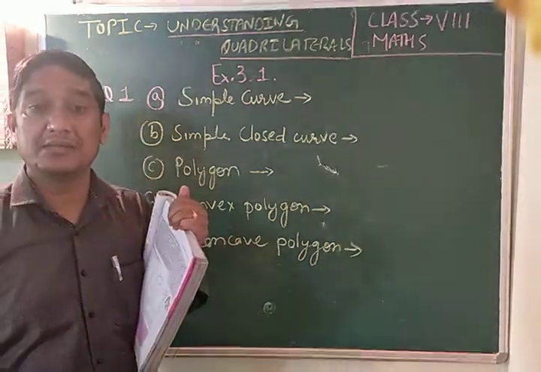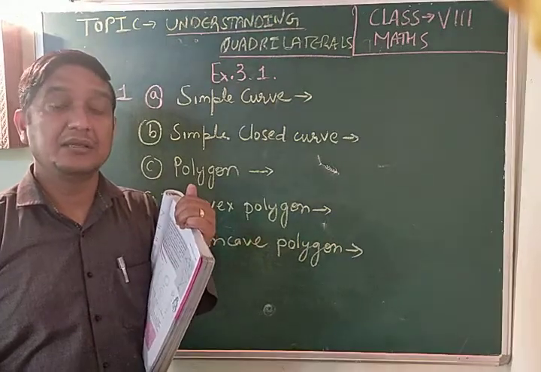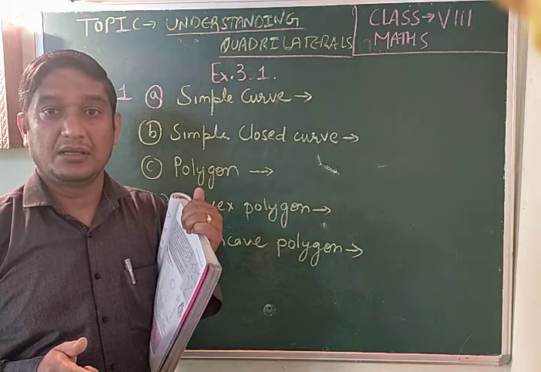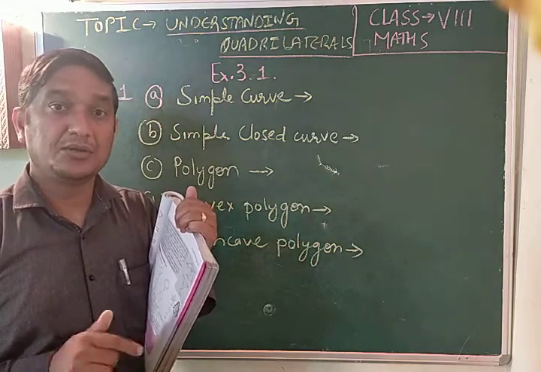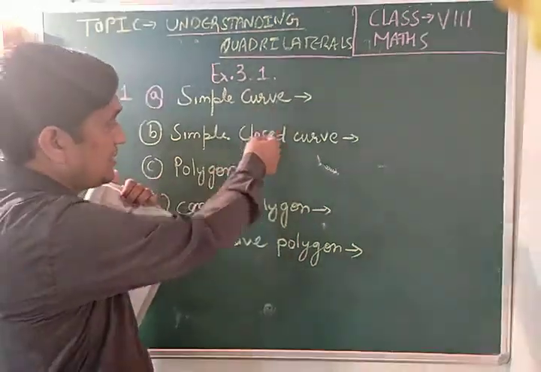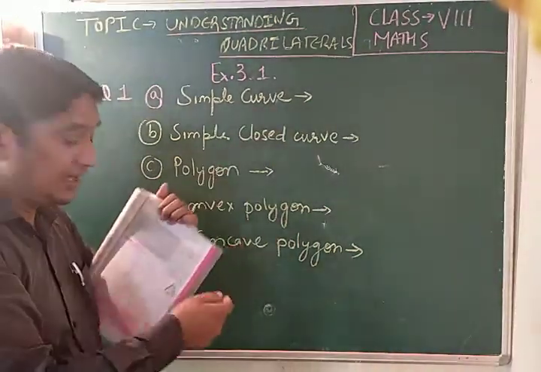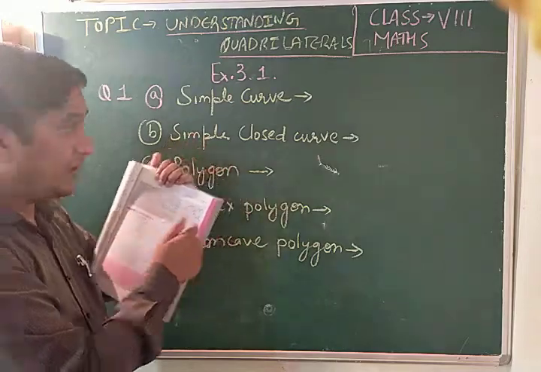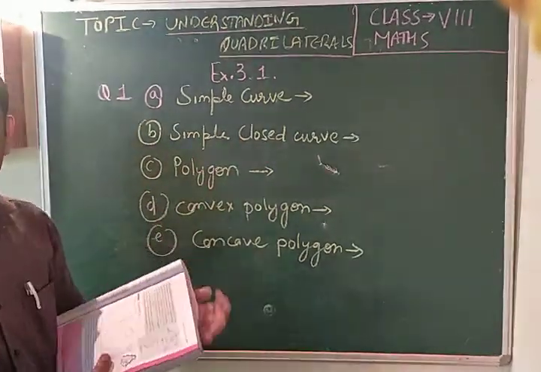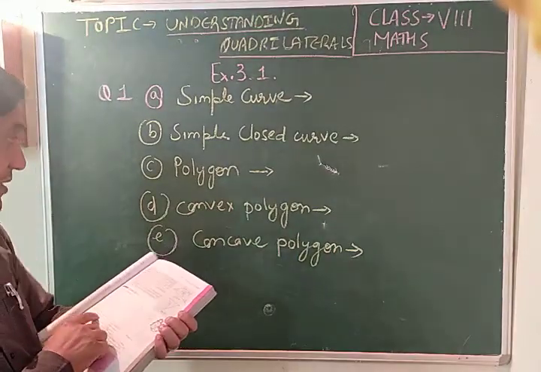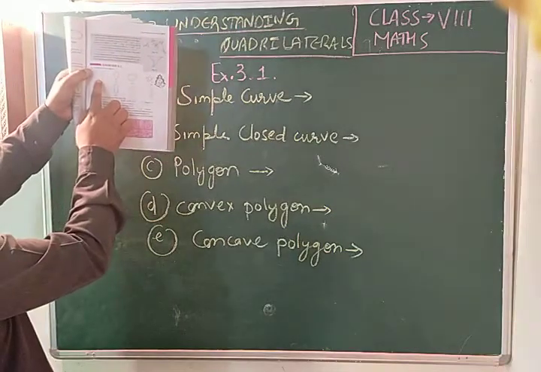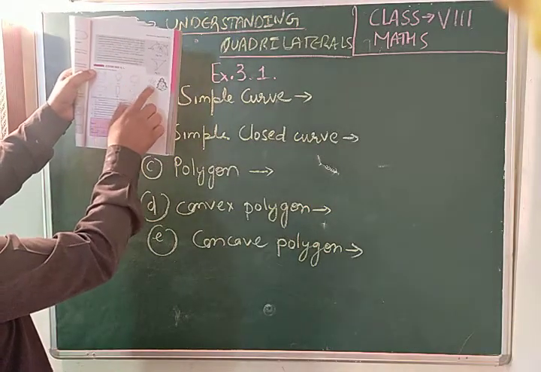So children, revise the concept that we have learned in the previous class, curves and their types. Now, if we are able to know what curves and their types are, then we will easily do this question. We can classify all these figures on the basis of the simple curve, simple closed curve, and so on. So first is what? Simple curve. Children, so look, this is first figure, second, third, and so on.